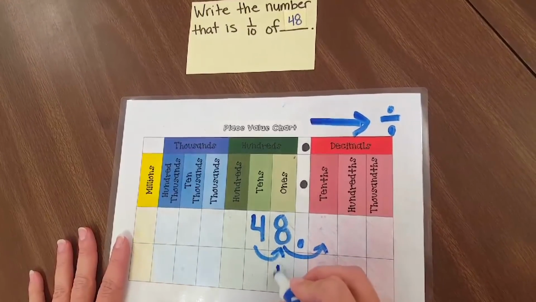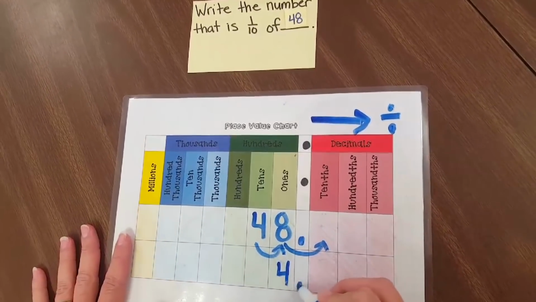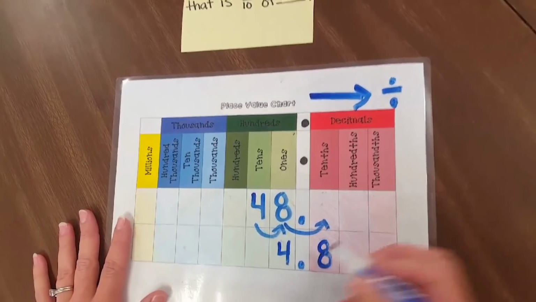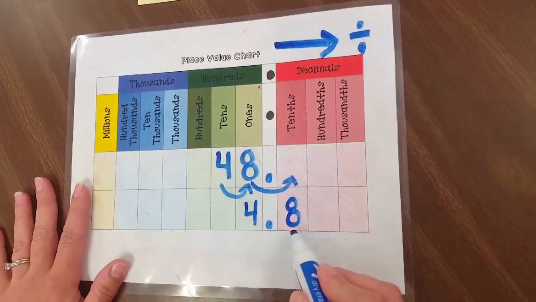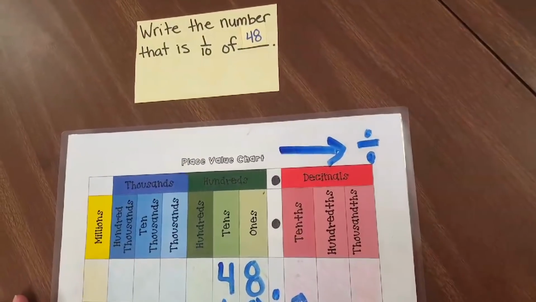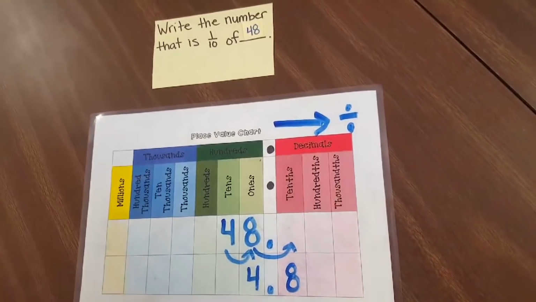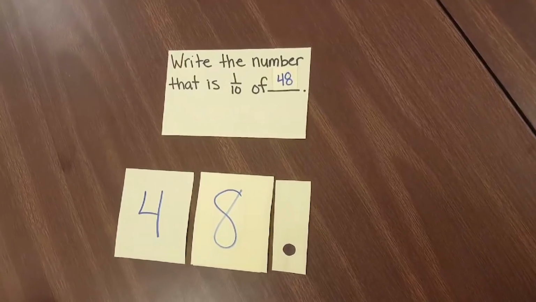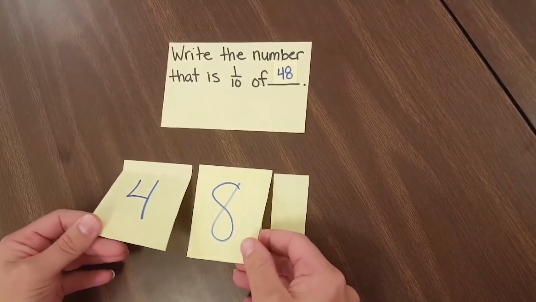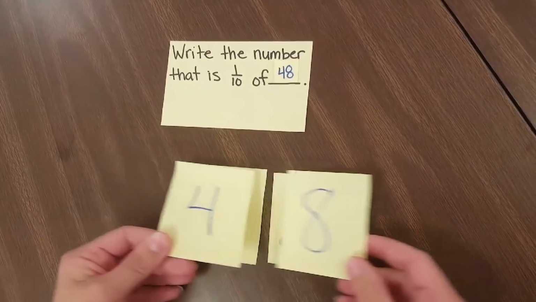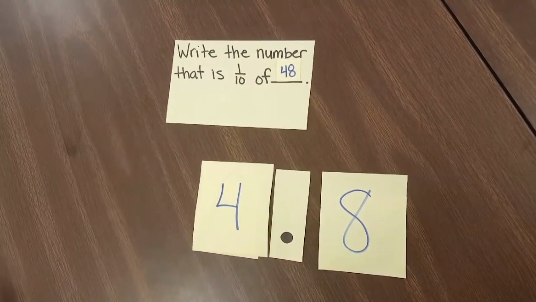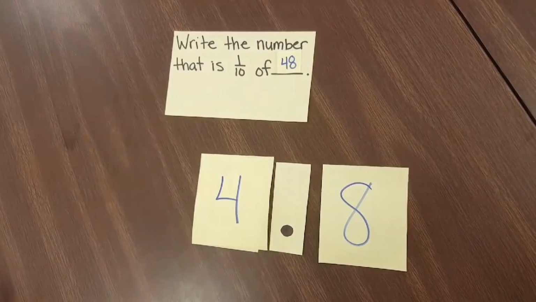So the 4 is now in the ones place, decimal. My 8 has moved to the tenths place. 4 and 8/10 is 1/10 of the number 48. If you're finding 1/10 of 48 with post-it notes, you're going to move both of your post-it notes 1 place value to the right. 1/10 of 48 is 4 8/10.